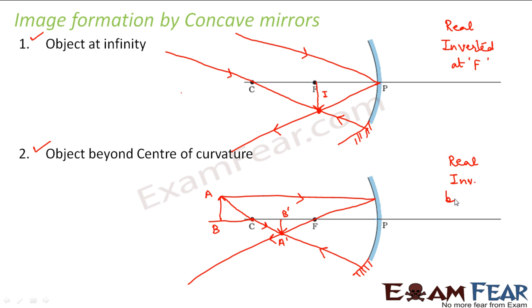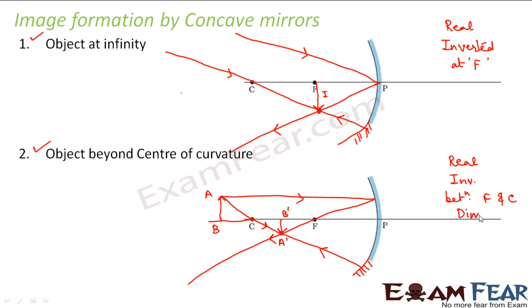What is the location of the image? So if the object is located beyond the center of curvature, then the image is formed between the principal focus and the center of curvature. What about the size of the image? If you look at it, the size of the image is smaller than the size of the object. The length AB is greater than the length B dash A dash.